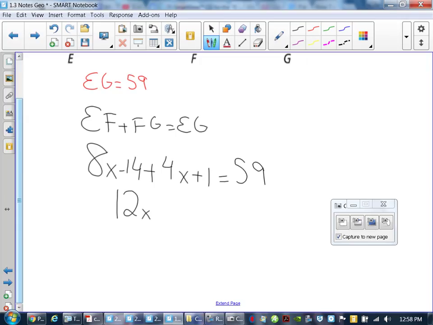Negative 14 plus 1. And like I said, usually the most complicated things that we're looking at to start, or really in most cases, it's a two-step algebra problem. It's really nothing interesting. What do you do next? Plus 13 to the other side. You add 13 to the other side. So what do you get? 12x equals something.